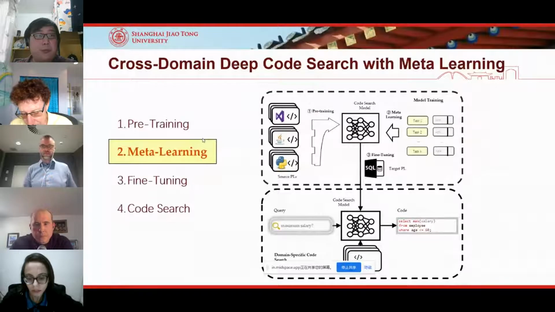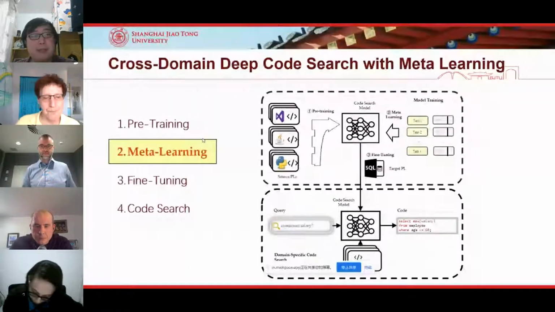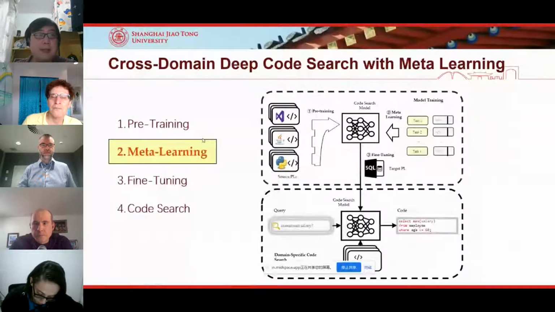The workflow of CDCS involves 4 steps. We first pre-train the model with a large corpus of multiple common languages, such as Java and Python. Then we perform meta-learning to adapt the pre-trained code representation model to the target domain. Finally, we fine-tune the model on the code search task and evaluate it.